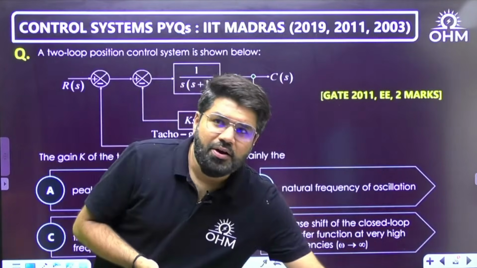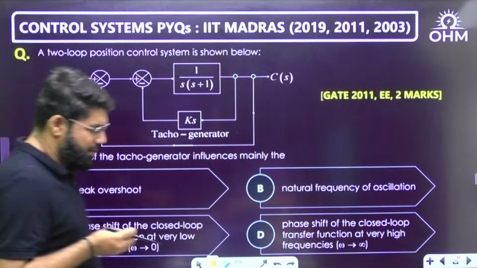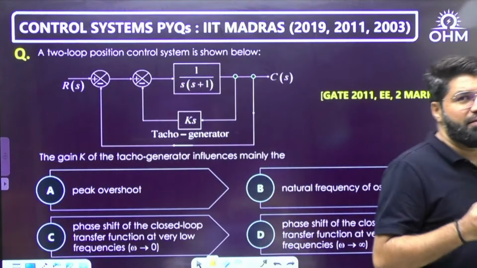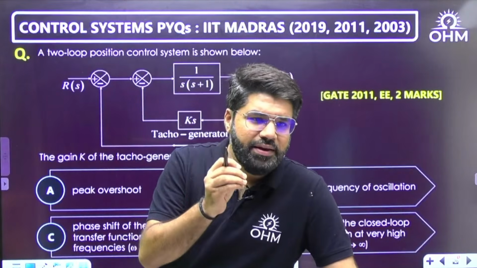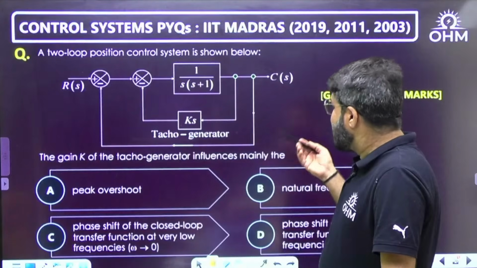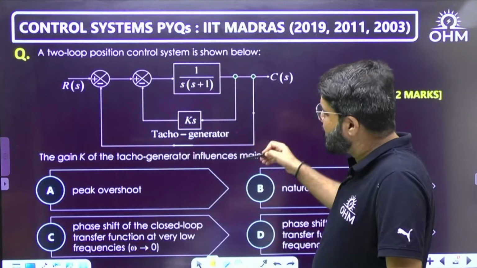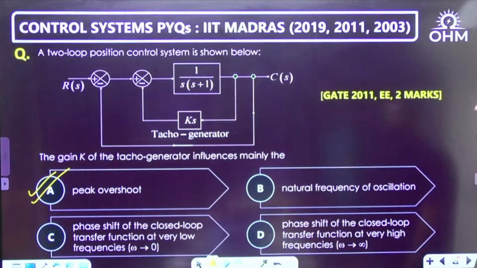Tachometer constant K is definitely going to affect the damping. In fact, it is going to increase the zeta for the system. And if it is influencing zeta, it will influence the peak overshoot. That is the answer to the question.